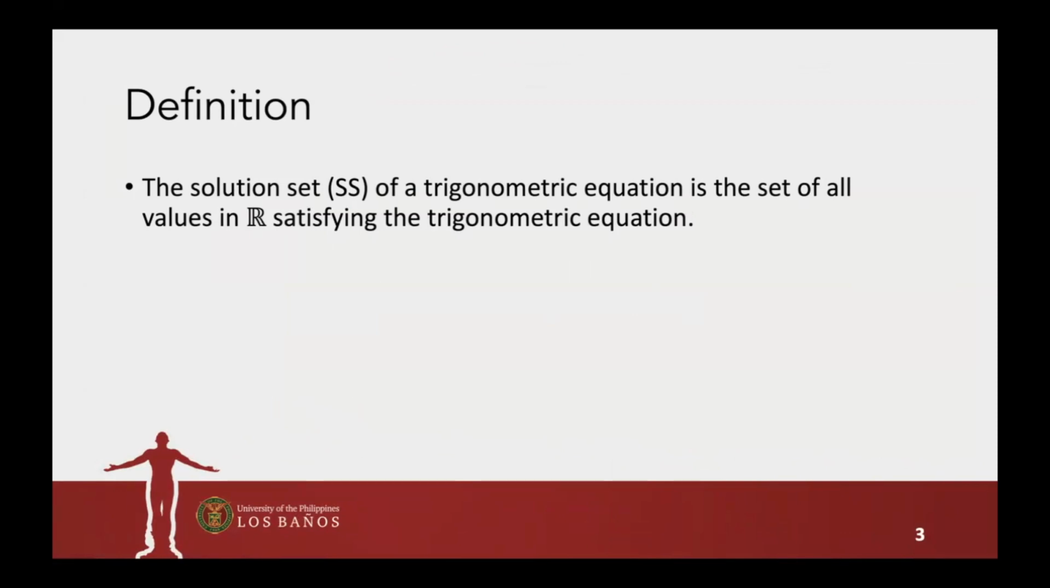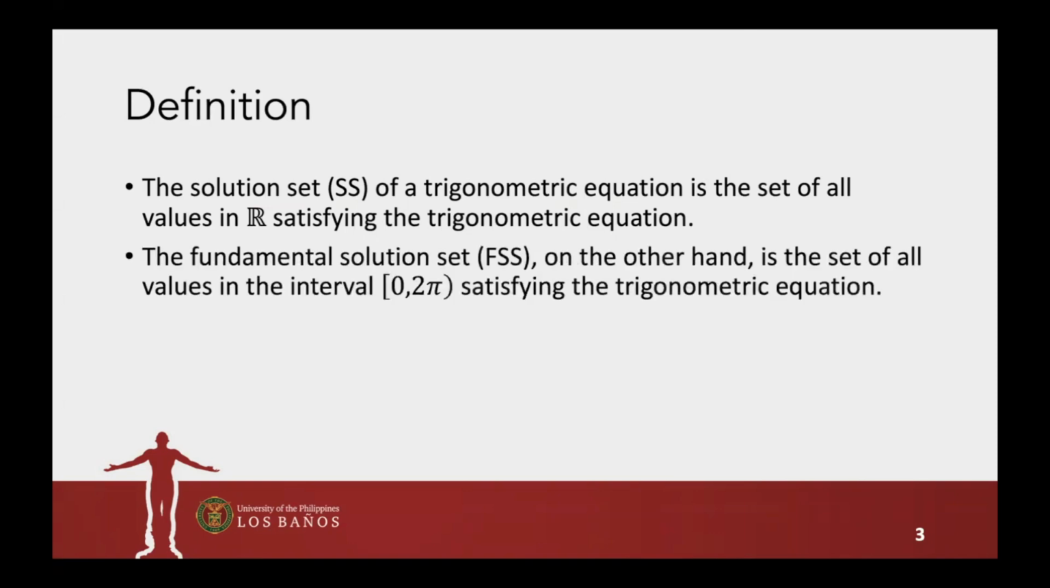First is the solution set, or we just call it SS. The solution set of a trigonometric equation is the set of all values in the set of real numbers satisfying the trigonometric equation. While when we say fundamental solution set, or FSS, this is just the set of all values in the interval 0 to 2 pi satisfying your trigonometric equation.